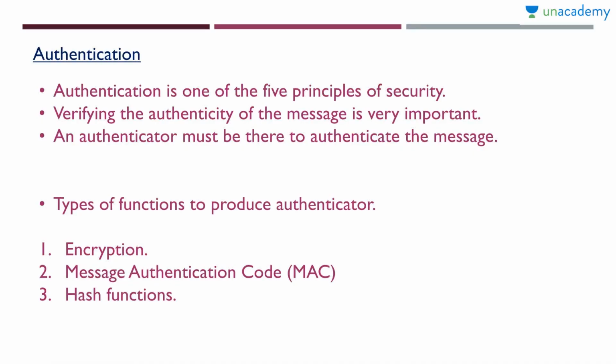There are three functions to produce an authenticator. The first method is encryption, which we all know. We learned encryption and decryption in detail. If I am sending you a message, I am encrypting it with a key, and only you will know that key. So only you can decrypt that message. You can be sure of the contents of the message, and you can be sure of the sender also. That is one method of authentication, encryption.